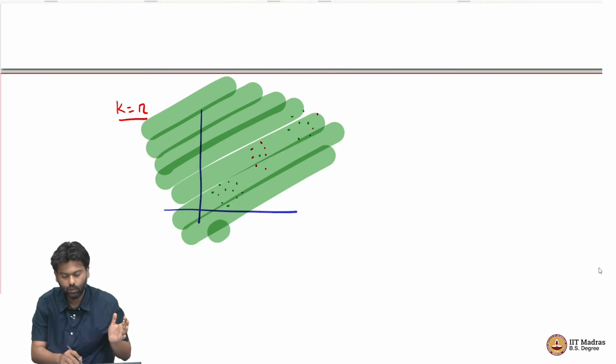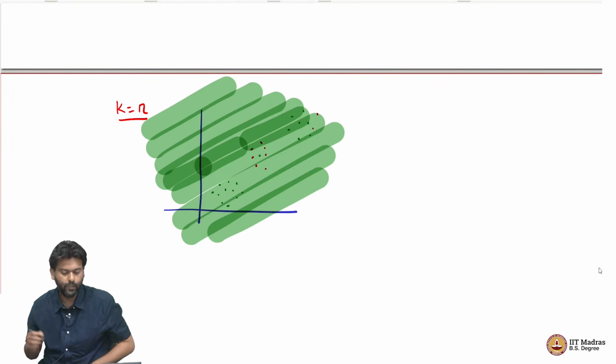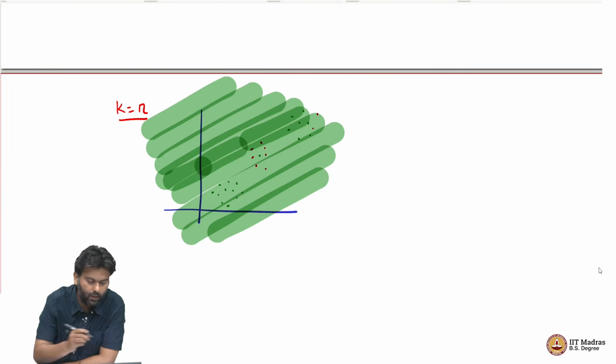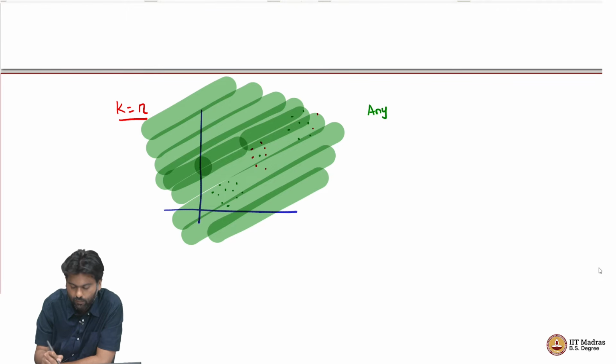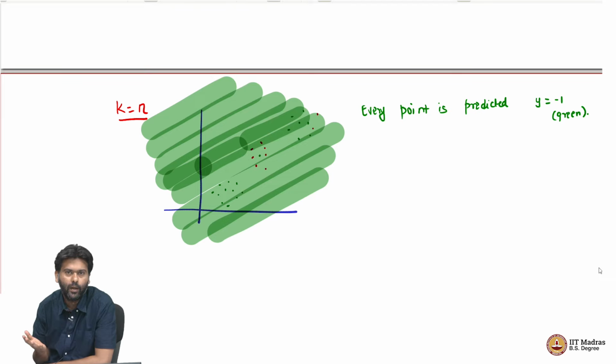So, the whole of R2 is going to be predicted as green, right. I mean there are no gaps here, right. So, if the whole of R2 is predicted green, any point, or rather every point, is predicted y equals +1, green, which is also clearly a bad idea, right.